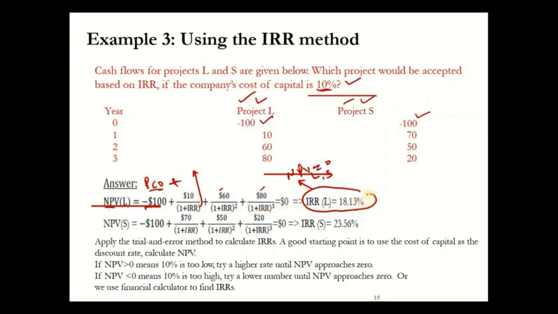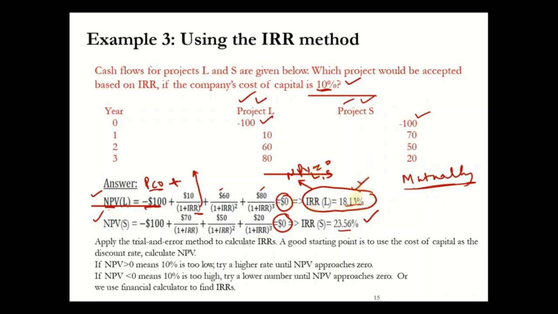In this formula they have given you the direct answers 18.13 and 23.56, and your NPV is equal to 0 in both cases. But what is the rate? How did we get this 18.13? But for sure we know that if we use this rate, 18.13, our NPV of L would be 0, and if we use 23.56, our NPV will be 0. So if both projects are mutually exclusive, on the basis of IRR, which project would you choose?